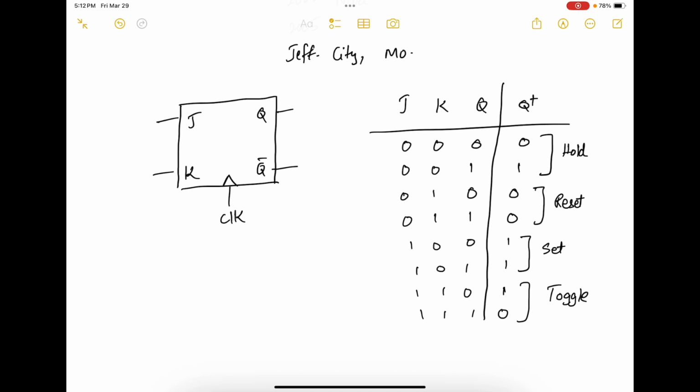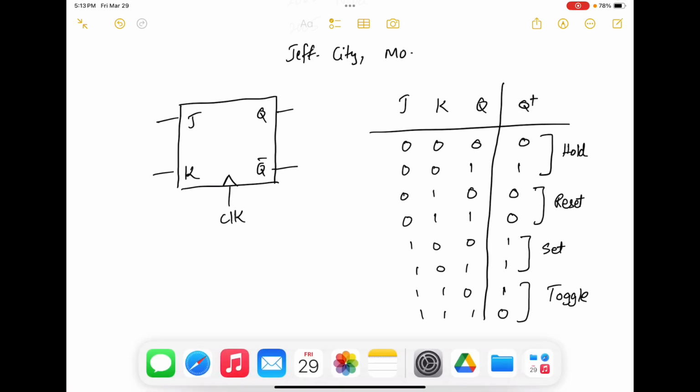So it's very much similar to the SR latch, with the only difference that in your SR latch, you're not allowed to have the inputs 1 and 1. But in the JK flip-flop, you're allowed to have the inputs 1 and 1. And when it is 1 and 1, your output is going to toggle, which means if your previous state was 0, your next state would be a 1. And if your previous state was a 1, your next state would be a 0. So let's take two examples to understand how this works more clearly.